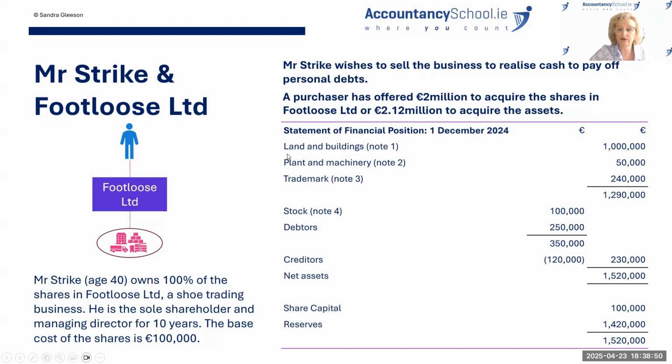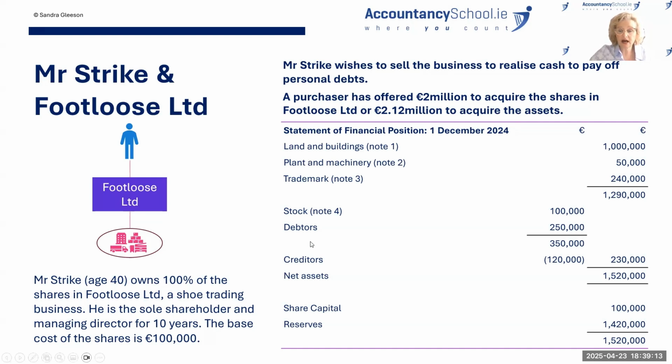So what do we have? We've got land and buildings. We've got plant and machinery and a trademark. For plant and machinery and trademarks, in addition to those two assets being chargeable assets, they are also assets on which capital allowances will have been claimed. So we need to be mindful of the potential for a balancing adjustment.